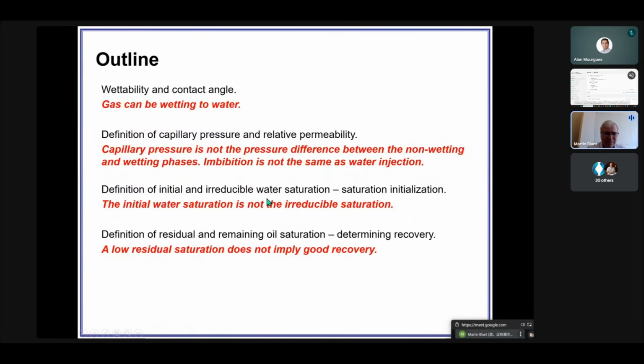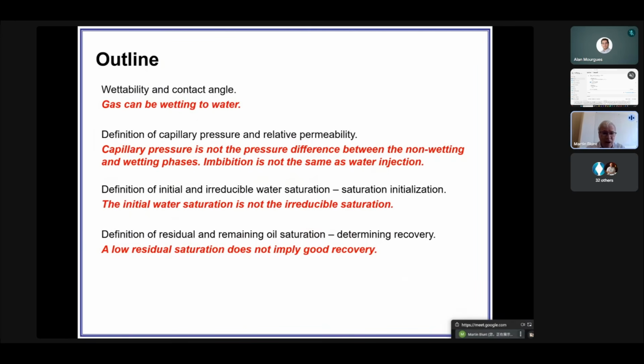So what's the outline? What I have is 4 things we're going to work on, and then underneath where the common misconception is. So you'll know straight away what we're talking about. I'm going to say a little bit about wettability and contact angle. And of course, that is one of the key determinants of both capillary pressure and relative permeability. And one of the key misconceptions we often have is that when gas is in the subsurface, it's always the most non-wetting phase. And I'm going to demonstrate how that is not correct.